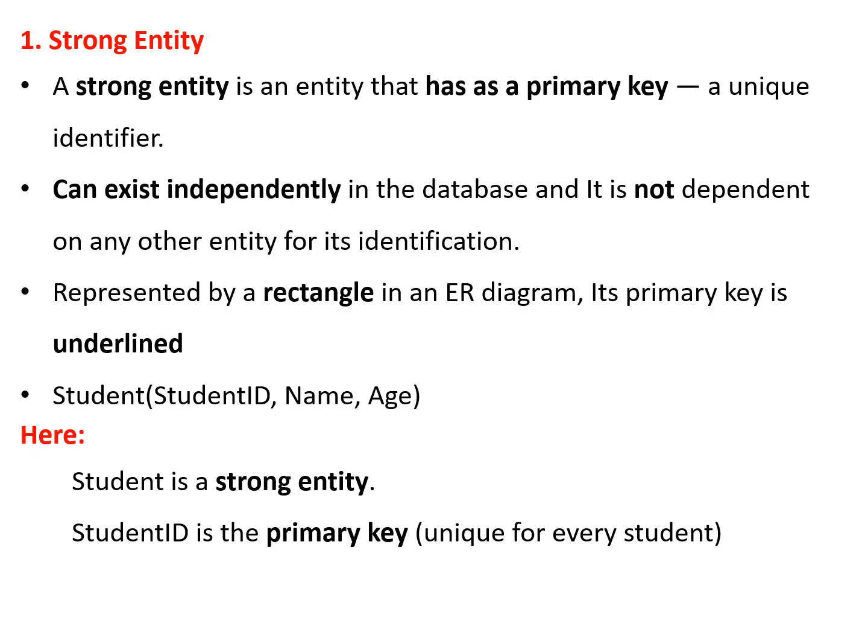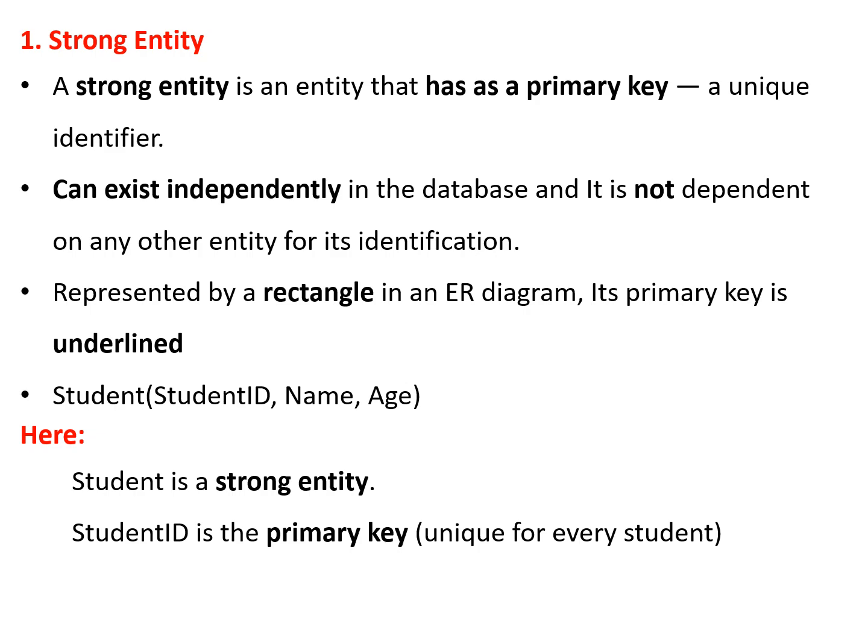Strong entity and weak entity set. Entity can be categorized into two types: one is strong entity, another is weak entity. So what is a strong entity? It is an entity that has a primary key, which means a unique identifier is called a primary key. It can exist independently in a database and does not depend upon any other entity. It is represented by a rectangle in an ER diagram. Its primary key is underlined.